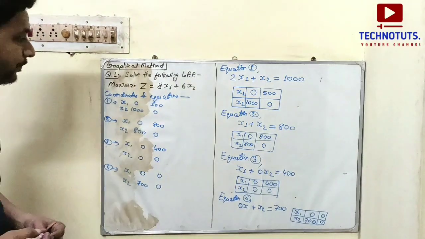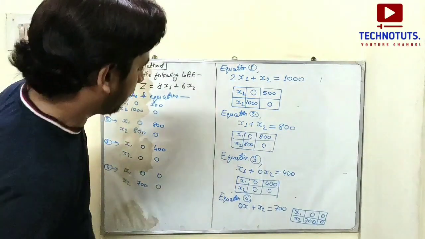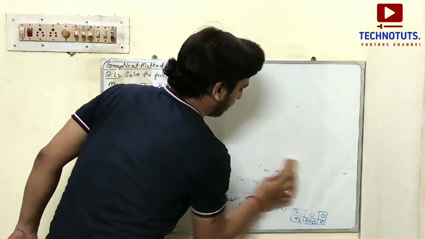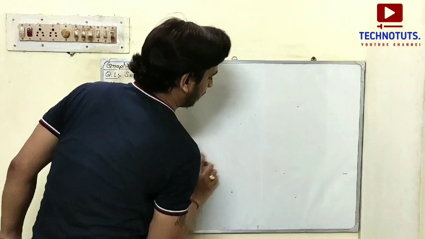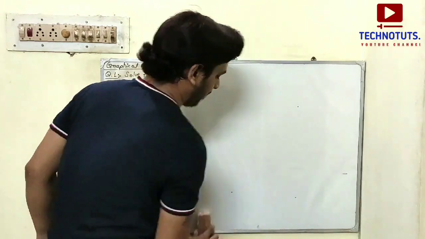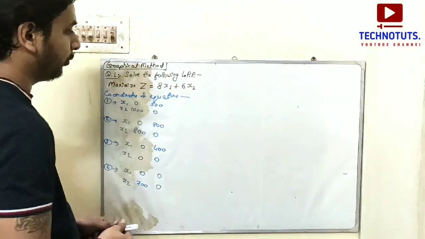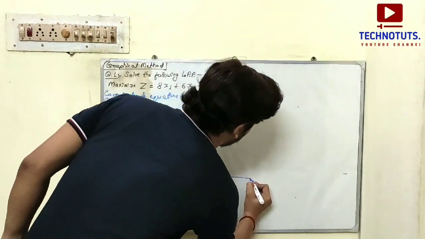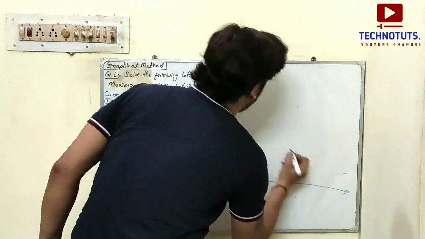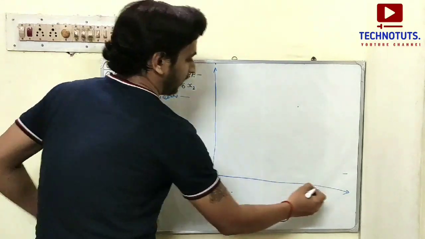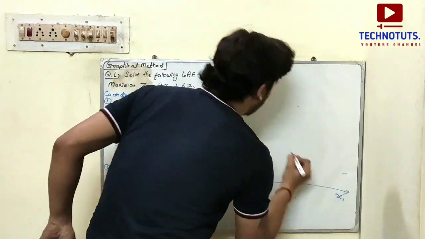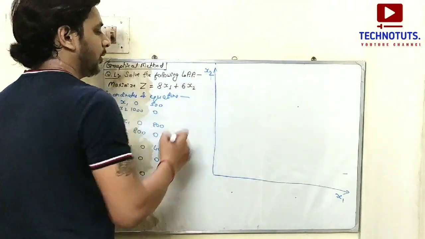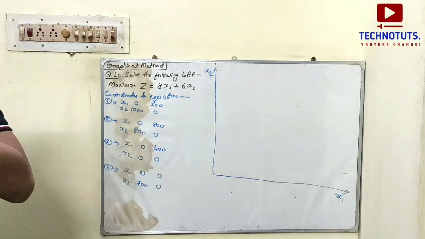Okay, now let us plot a graph between all these 4 equations by considering a suitable scale. We will plot the graph in the first quadrant only. Let the x axis be x1 and the y axis be x2. We have been given the 2 coordinates.